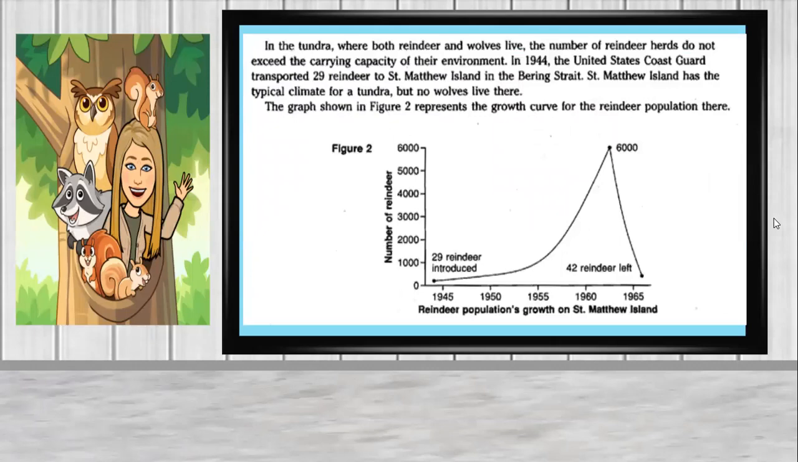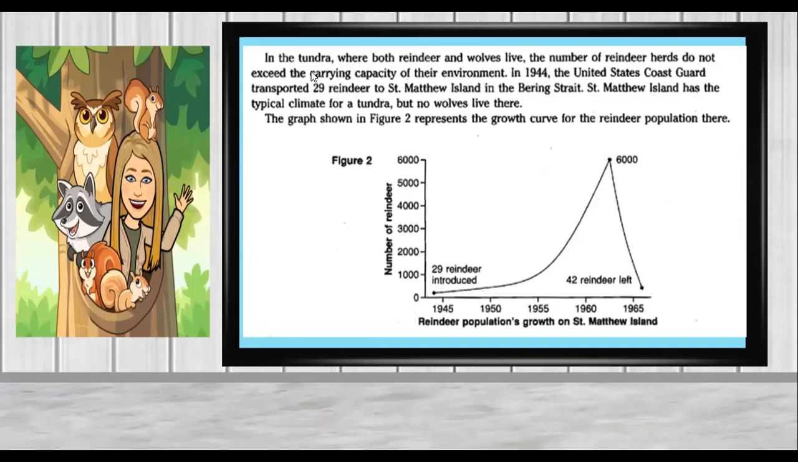So here's another one, and this one is very interesting because it's talking about the population growth of reindeer. This took place in the tundra, a very long time ago, but in the tundra where both the reindeer and the wolves live, the number of reindeer do not exceed the carrying capacity of their environment. In 1944, the United States Coast Guard transported 29 reindeer to St. Matthew Island in the Bering Strait. St. Matthew Island has a typical climate for a tundra, but no wolves live there.